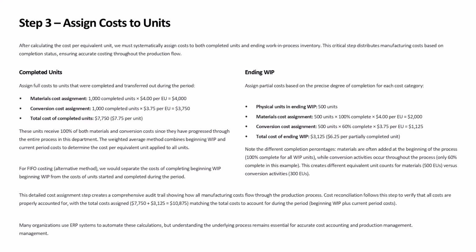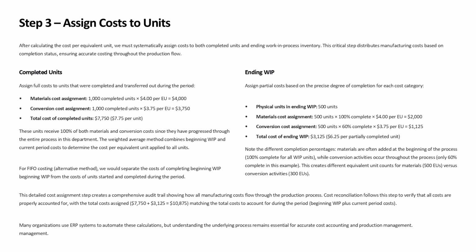Slide 24, Step 3, Assign costs to units. The third step in weighted average process costing distributes our cost pool between completed production and ending work in process inventory. This critical allocation ensures costs follow physical flows accurately, assigning appropriate values to both units transferred out and those still in process. Imagine a shoe manufacturer like Nike assigning costs to completed sneakers transferred to the warehouse and partially finished shoes still on the production line.